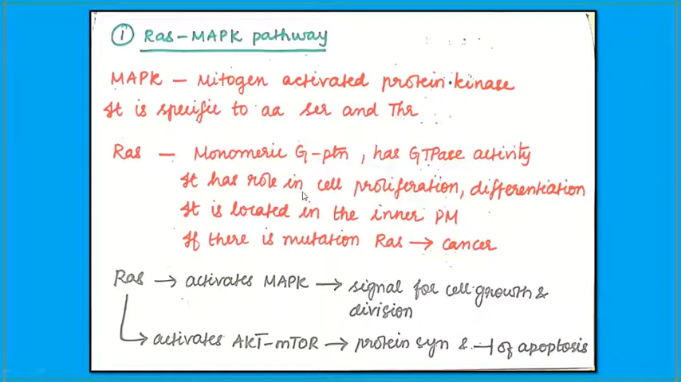So in receptor tyrosine kinase, the first pathway which we are going to understand is the RAS-MAP kinase pathway. Okay, RAS-MAP kinase pathway. So MAPK. Okay, this is the MAPK molecule. What is the full form of MAPK? It is mitogen associated protein kinase.